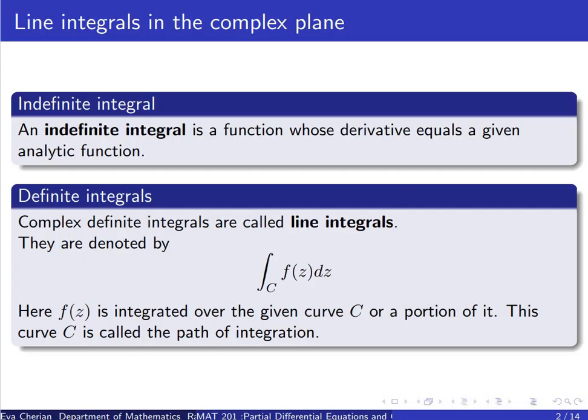But complex definite integrals are line integrals. They are denoted by integral over C f of z dz. f of z is integrated over a given curve C or a portion of this curve. This curve C is called the path of integration.